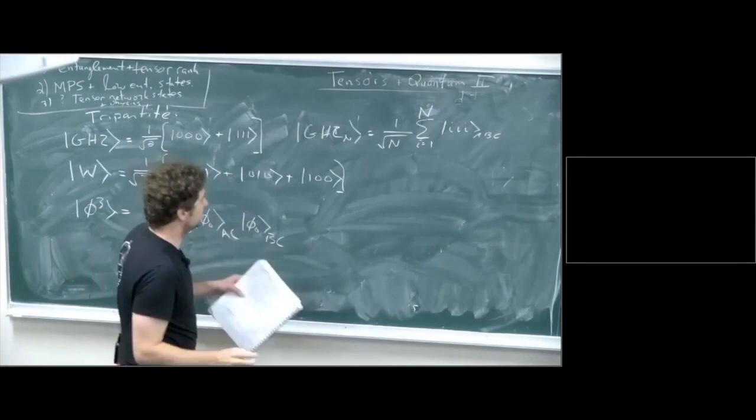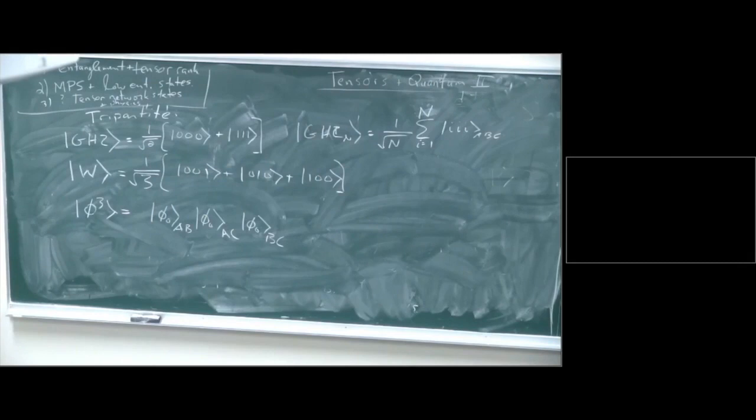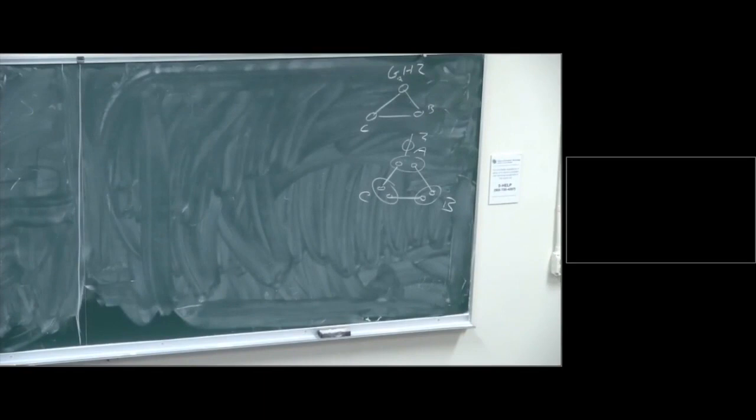So this is a GHZ state. We have three parties, and they're all sort of correlated perfectly in a particular basis. And the phi 3, what's that? I have the same three parties, and we'll call this Alice, Bob, and Charlie. I have the same three parties, but now Alice holds a maximally entangled pair, phi naught, with Bob. Alice has a maximally entangled pair with Bob and another one with Charlie. Charlie has a maximally entangled pair with Alice and another one with Bob. Bob has a maximally entangled pair with Alice and Charlie as well. Right? So it's a bunch of bipartite entanglement distributed amongst them. Okay.